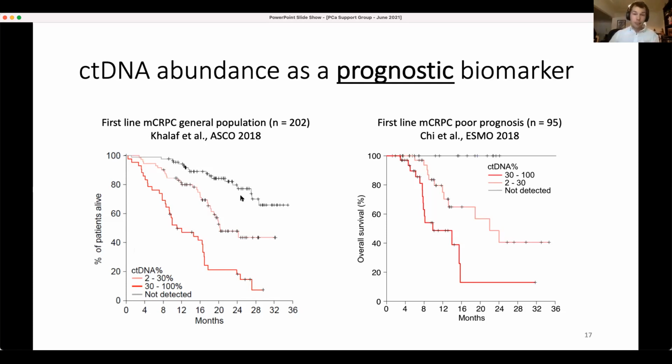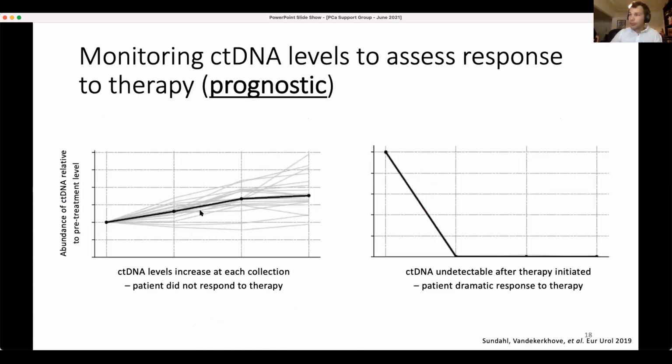And like I said, with the definition of a prognostic marker, this is independent of what sort of therapy they're receiving. So this is valuable information to know, to get a sense of how challenging it might be to treat this particular patient's tumor.